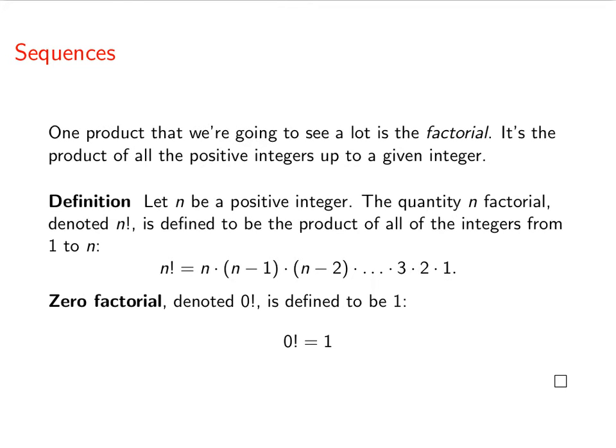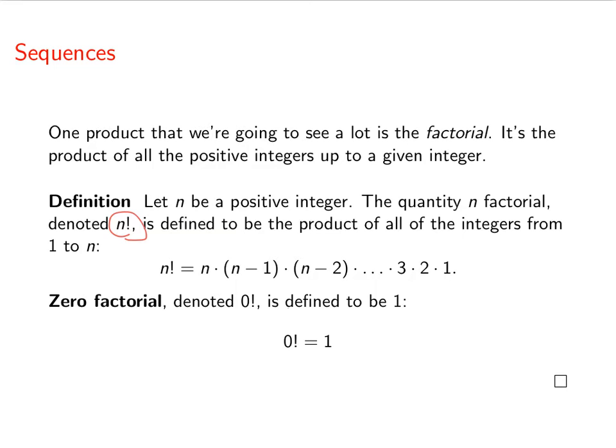So we'll make a definition here and just say that if n is a positive integer, then n factorial, which is written n with an exclamation point, is just the product of all the integers from 1 to n. So n factorial is n times n minus 1 times n minus 2, all the way down to 3 times 2 times 1. 0 factorial is going to be defined to be 1.